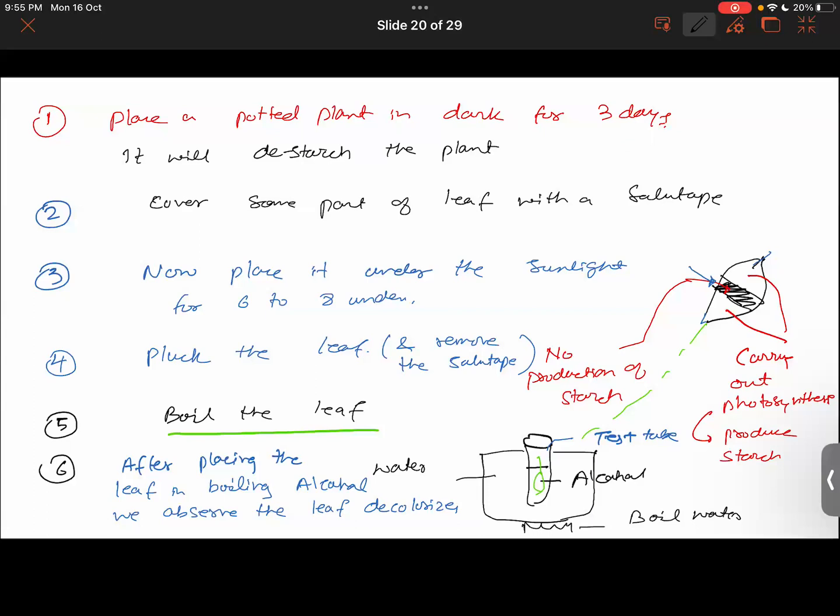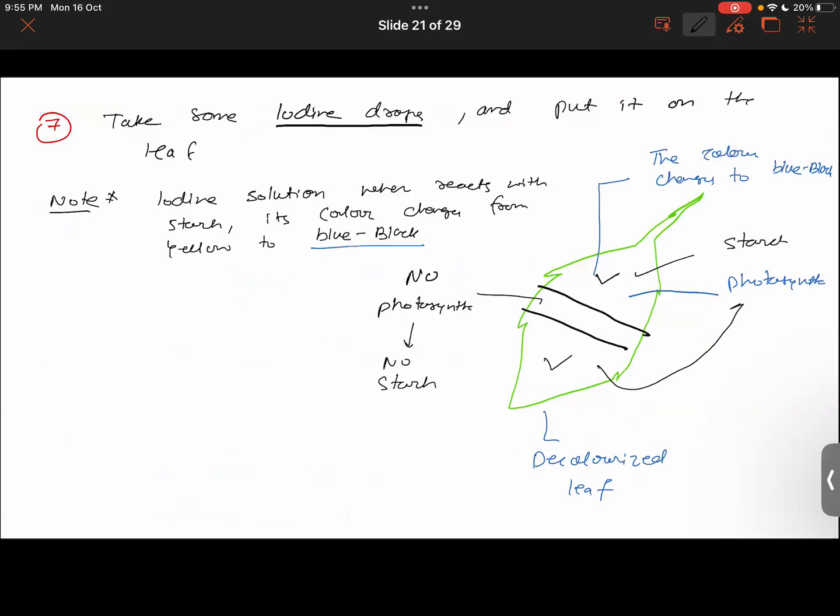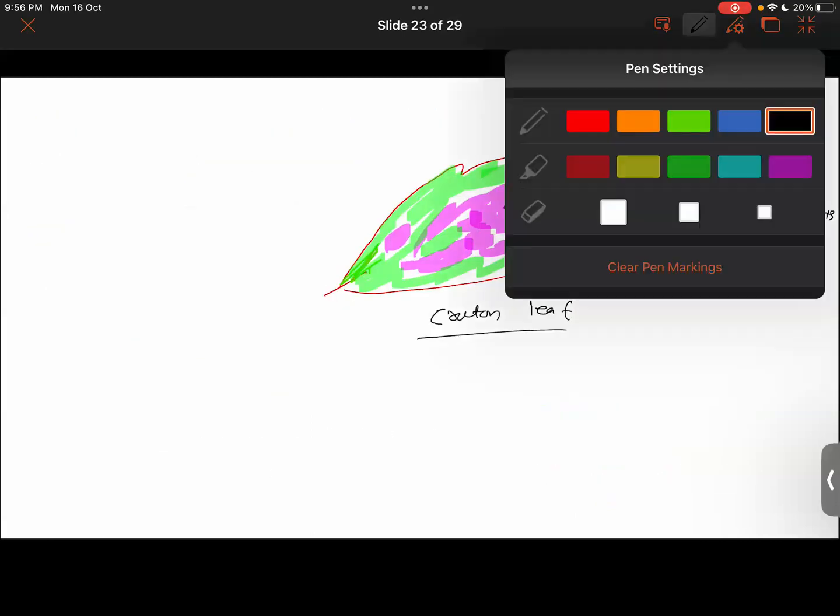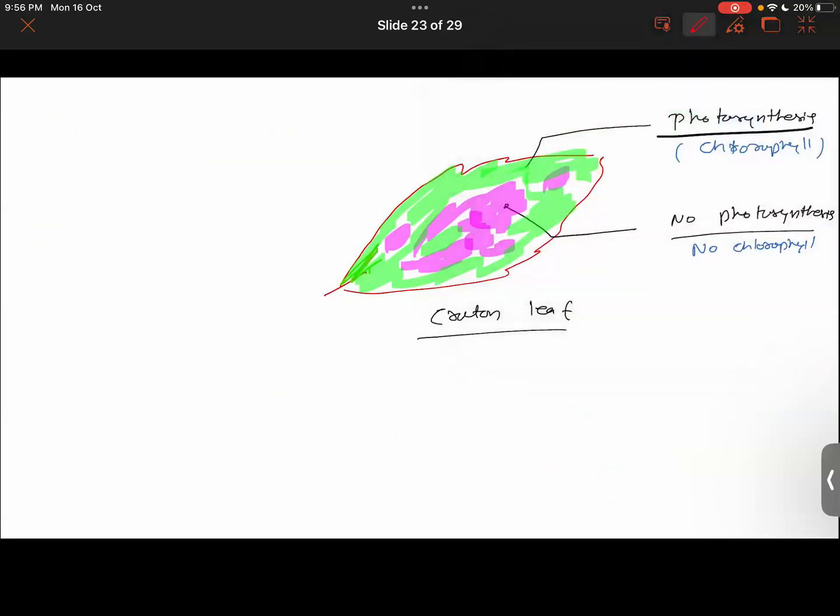So we will basically pluck the leaf, boil it in water, then boil it in alcohol, and then directly put some iodine drops over it. When you do that, you will find that this portion of the leaf will turn blue black in color.